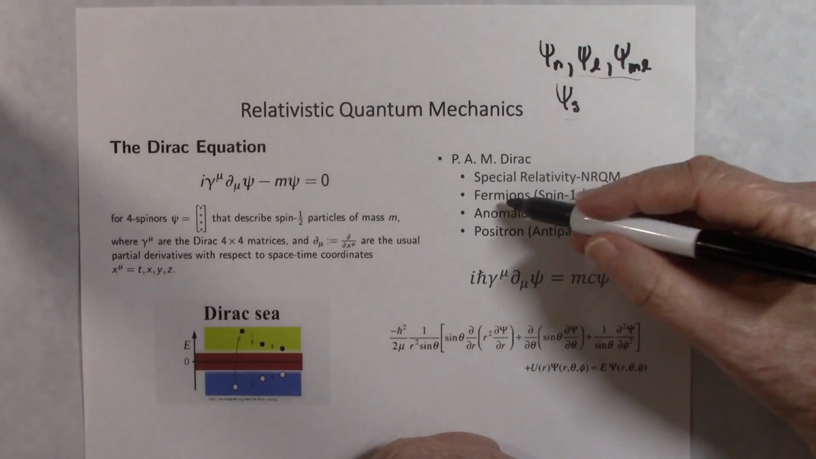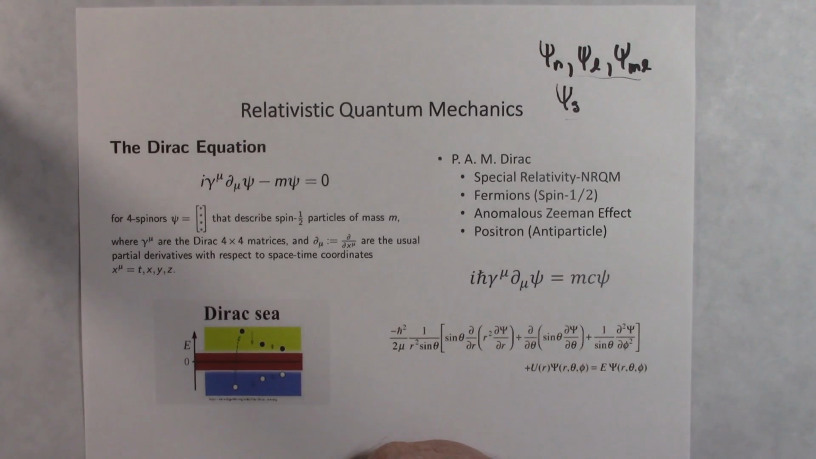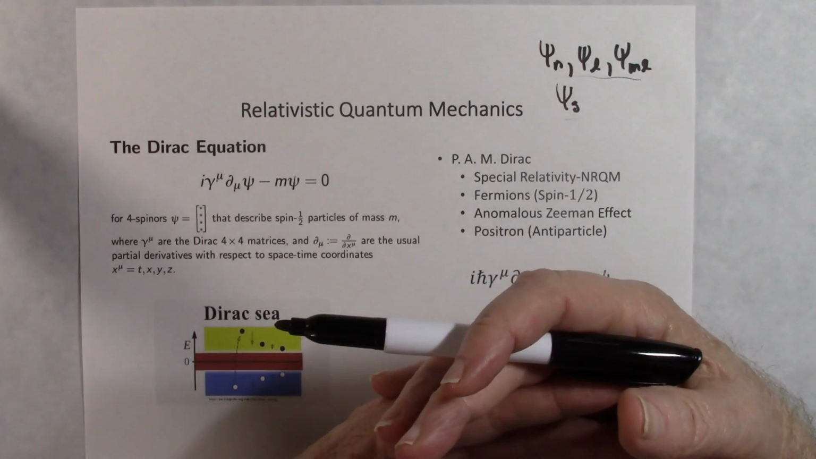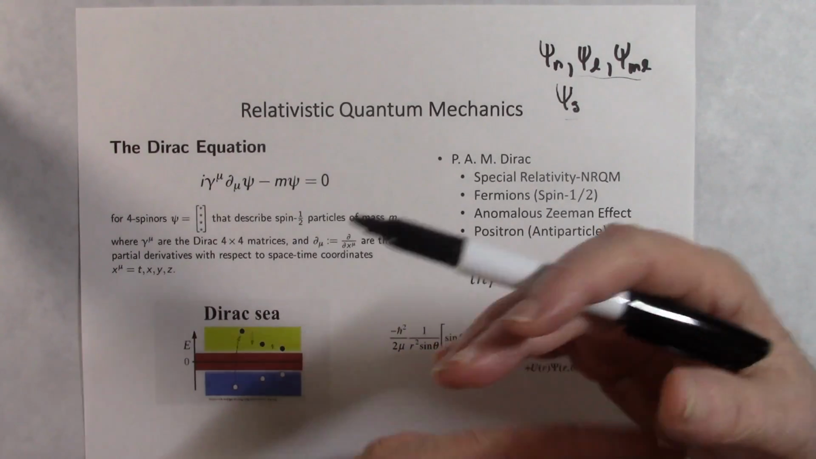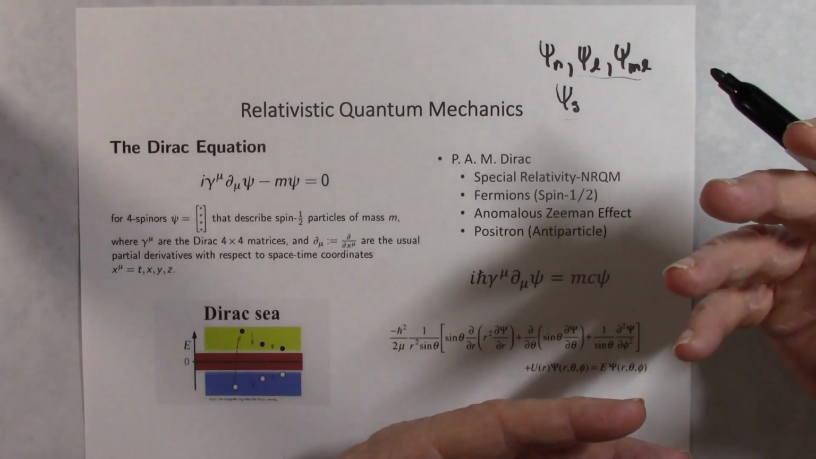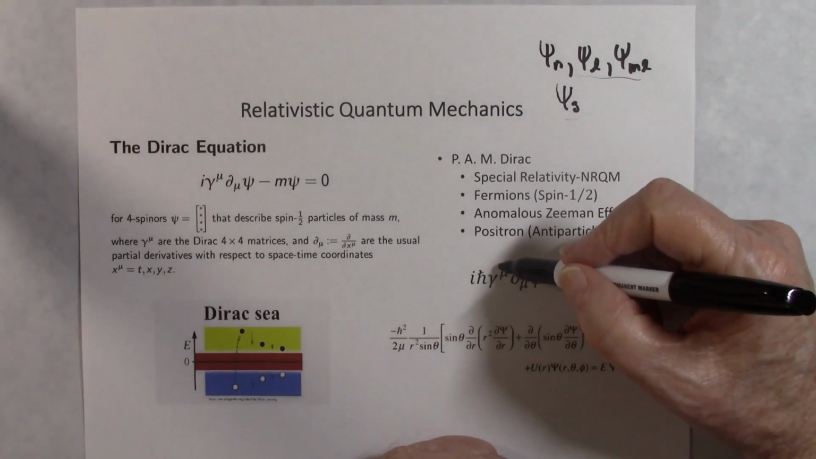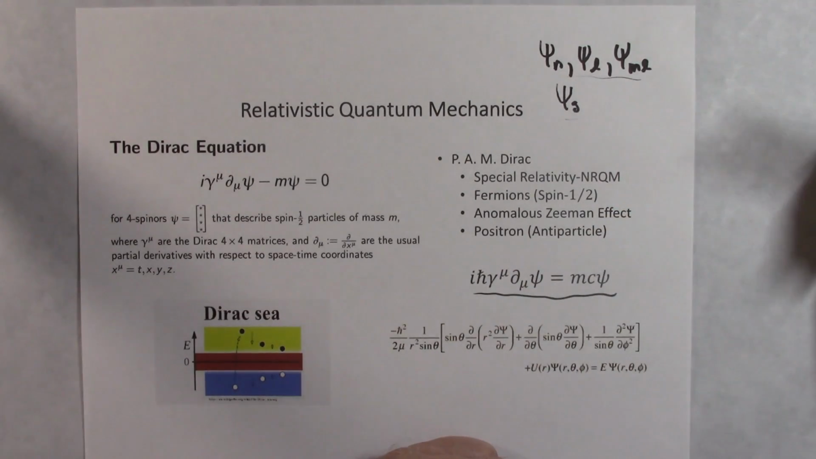Dirac's approach predicts it. In fact, the wave function that Dirac used is called a spinner. He didn't call it a wave function. He called it a spinner. And it describes all spin 1/2 particles, not just electrons, of mass m. And this is Dirac's equation right here. This is what it looks like.